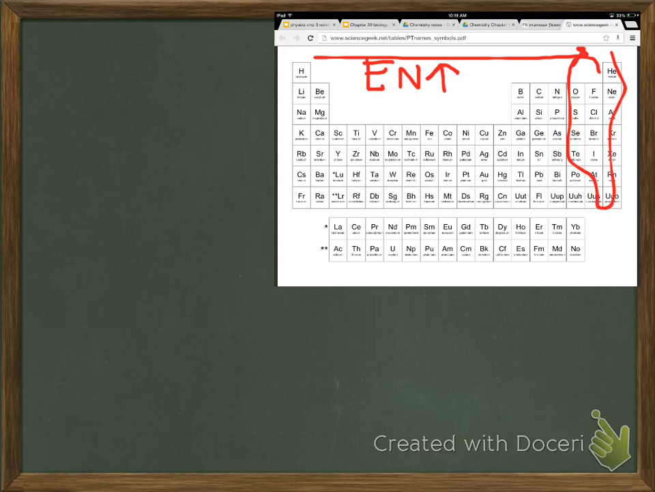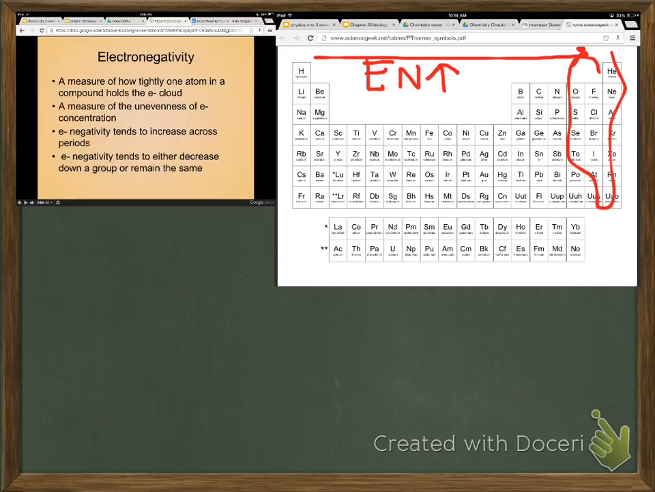Now, what's interesting is that last line there. That EN tends to either decrease down a group or it stays the same. So in other words, the trends down groups are not as clear. But when there is a trend, the electronegativity actually gets smaller as you go down a group. So EN decreases down groups.